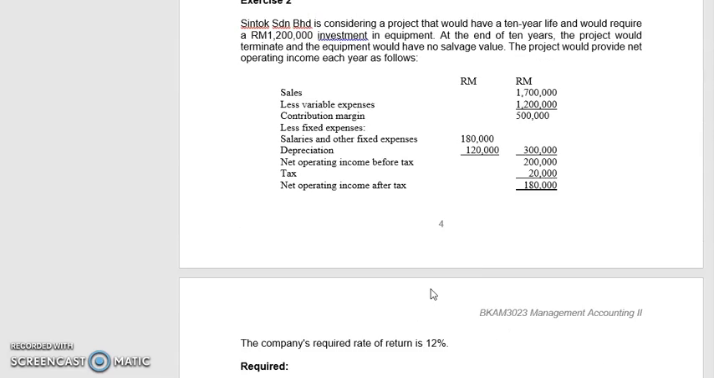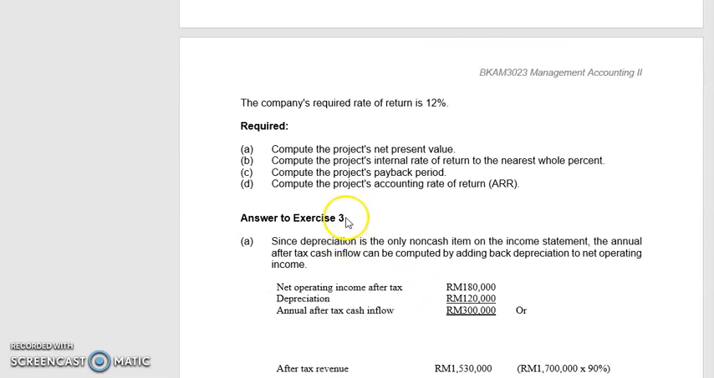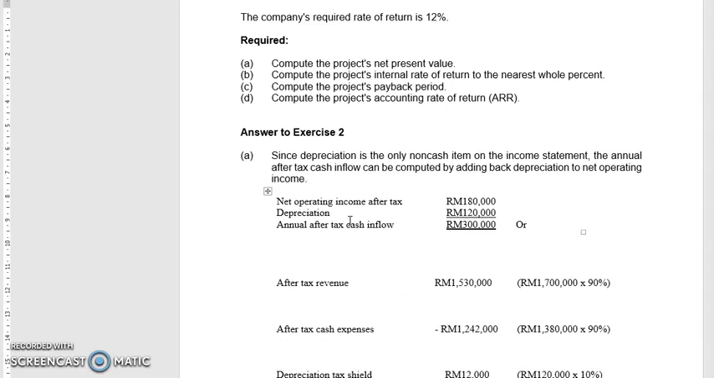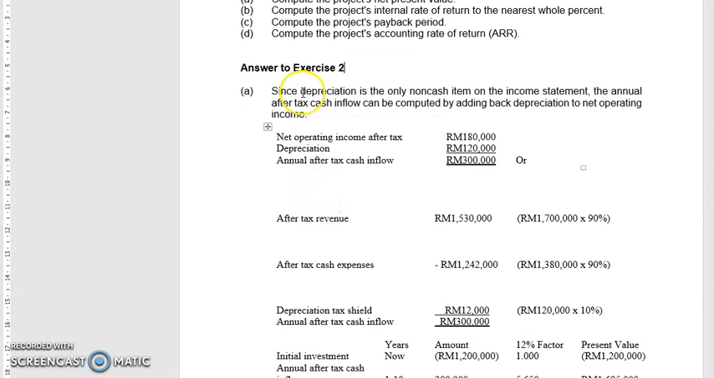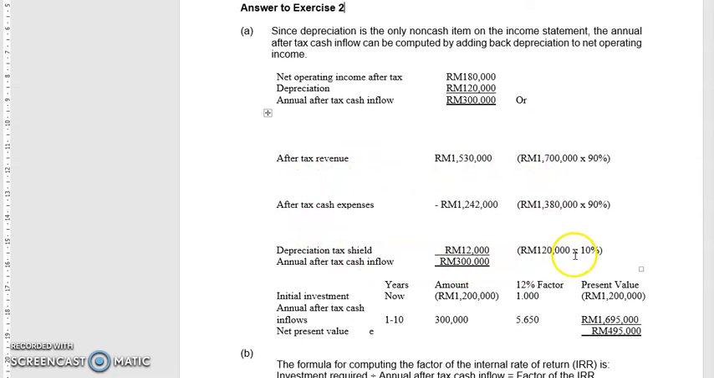So, okay, the answer for exercise 2, first one: since the depreciation is the only non-cash item on the income statement, the annual after-tax cash inflow can be computed by adding back depreciation to net operating income. So we add back the depreciation, we get the annual after-tax cash inflows of 300k. Or you can calculate it like this.